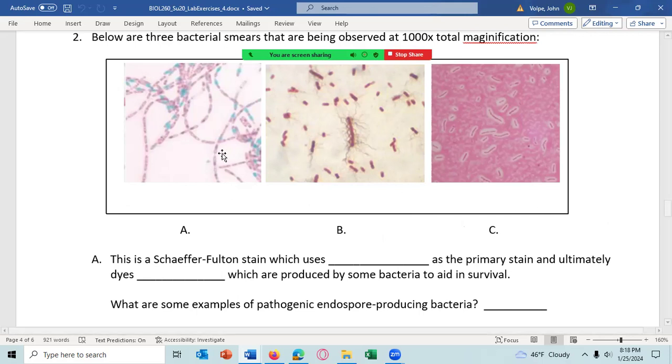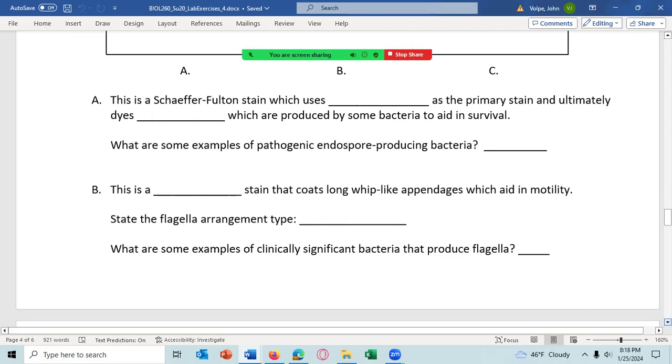For question B, we're looking at the flagella stain. For A3, I forgot to mention, what are some examples of pathogenic endospore producing bacteria? Some is 2 or more. So if you only get me 1, it will be partly wrong. But if you get me 2, that's some. And you can find this answer in the lab module if you don't already know the answer.